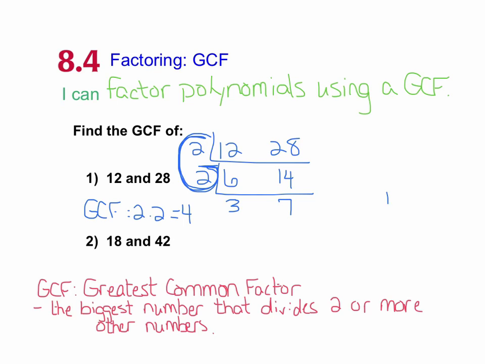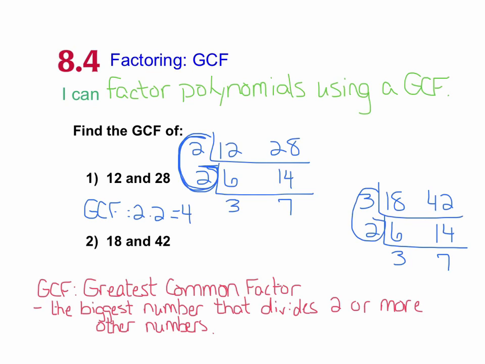So what about 18 and 42? What do we know that goes into 18 and 42? Well, I think 3 does. 3 goes into 18 6 times. 3 goes into 42, let me make sure I do this right, 14 times. Well, there's 6 and 14 again. 2 goes into 6 3 times. 2 goes into 14 7 times. This over here is the GCF. The GCF would be 3 times 2, which is 6. So you have found the GCF of numbers, maybe using the upside down division. Now let's see what that looks like with polynomials.